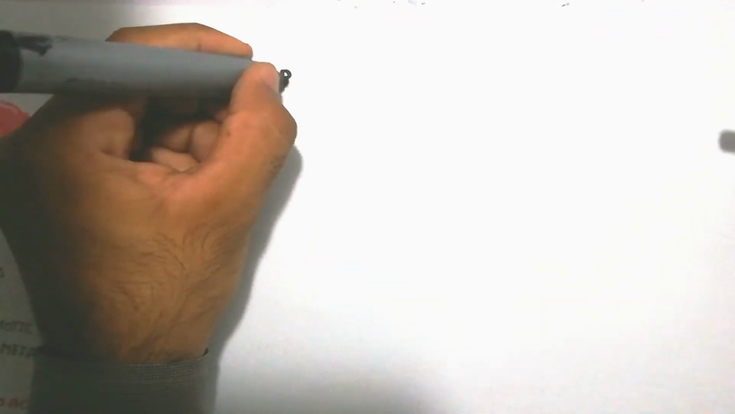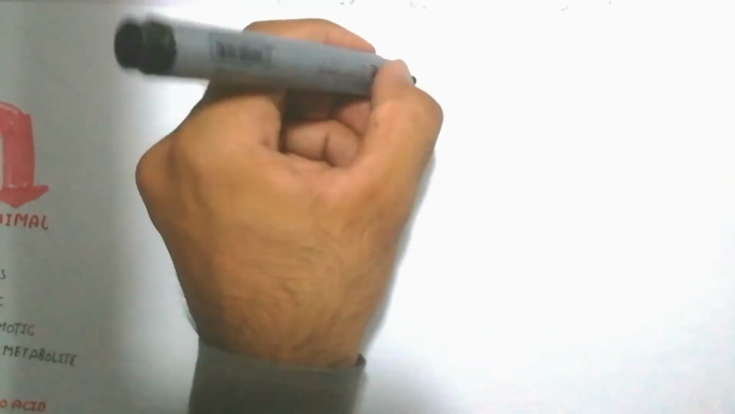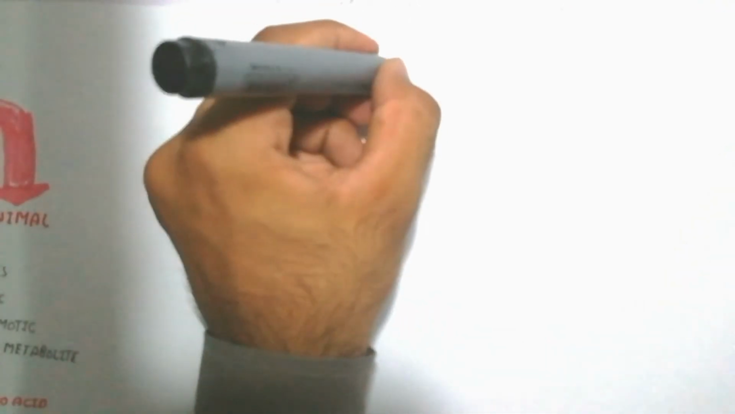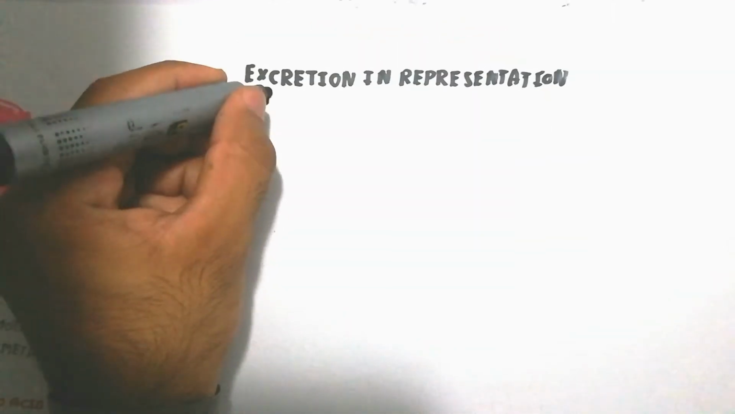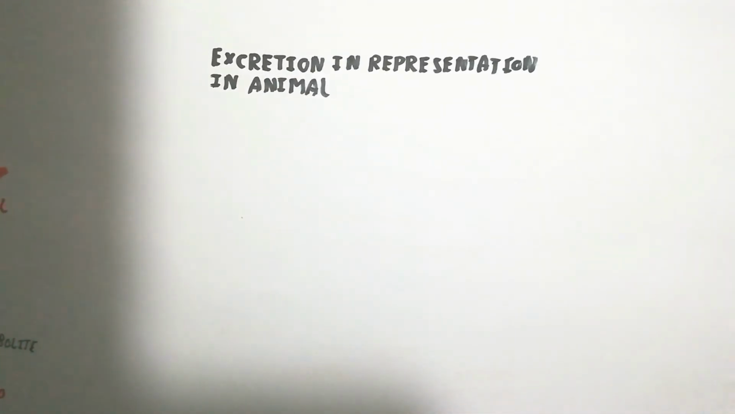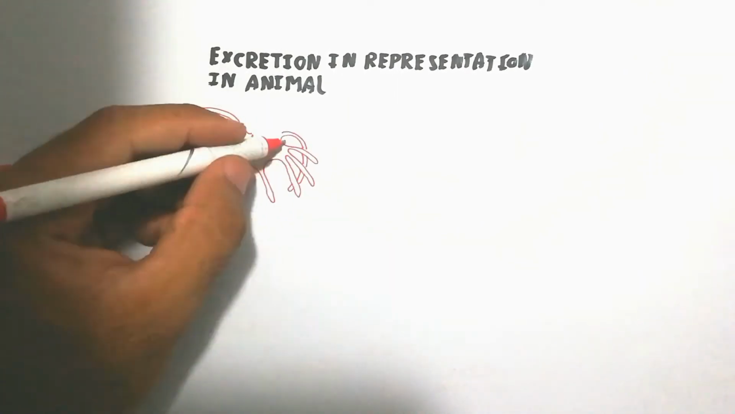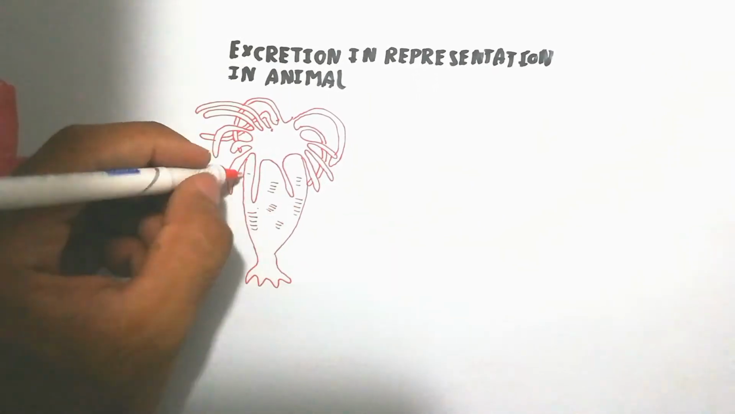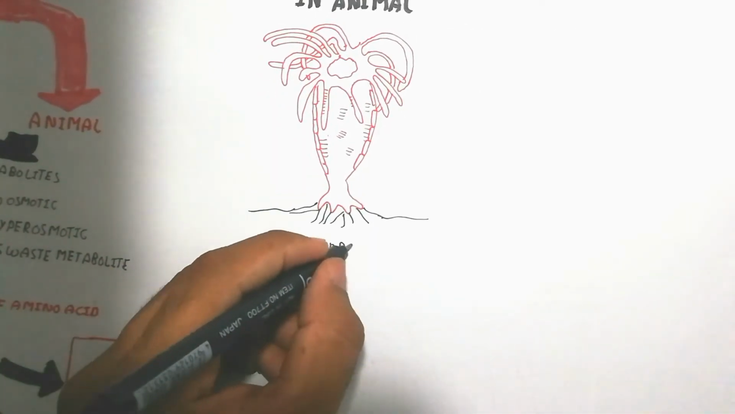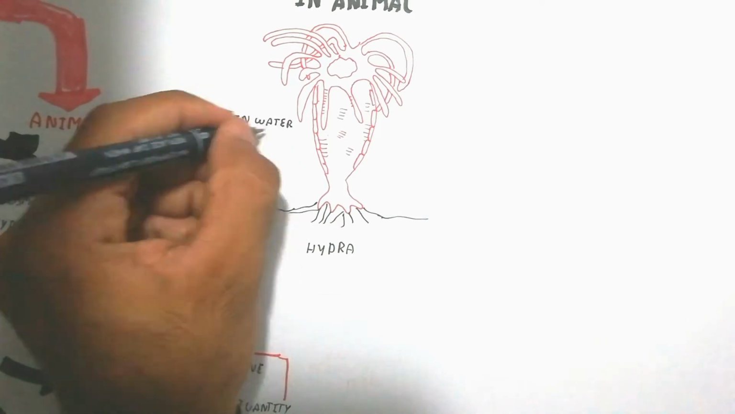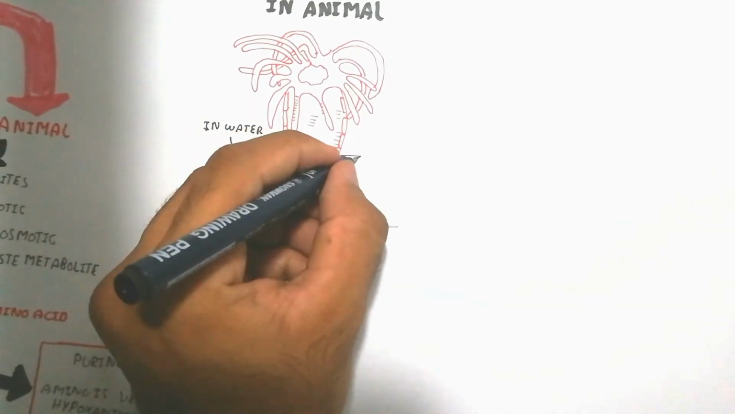Next we will talk about the basic excretion and its representation in animals. First of all we will talk about the invertebrates, and in the next video we will talk about the vertebrates. The invertebrate we will talk about here is the hydra, a multicellular eukaryotic organism of the Cnidarian family, which contains tentacles with nematocysts.